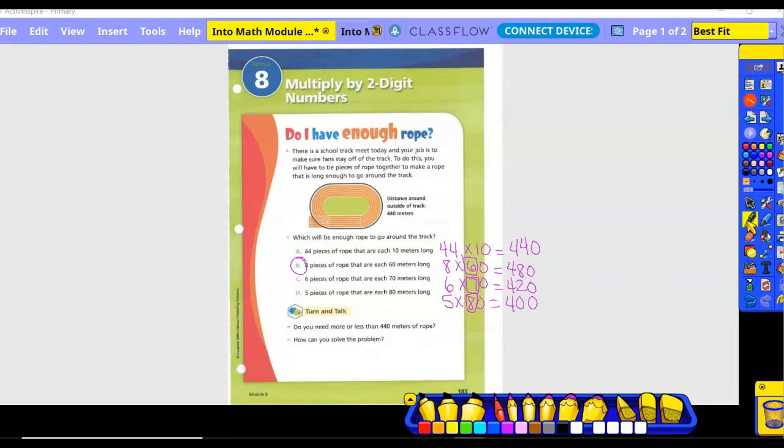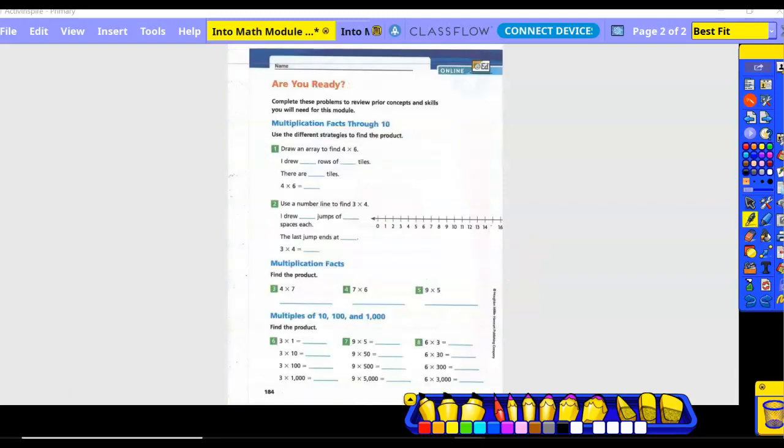Okay. Are you ready? Complete these problems to review prior concepts and skills you will need for this module. Multiplication facts through 10. Use the different strategies to find the product. Draw an array to find 4 times 6. So we could do 4 rows, right? Of 6. And then fill in each one, right?